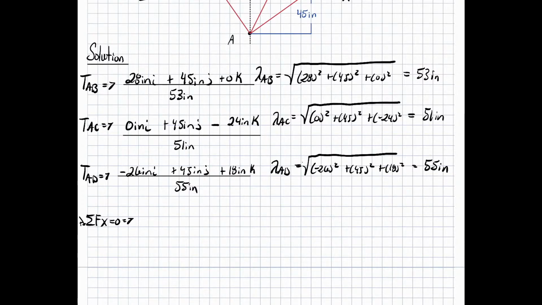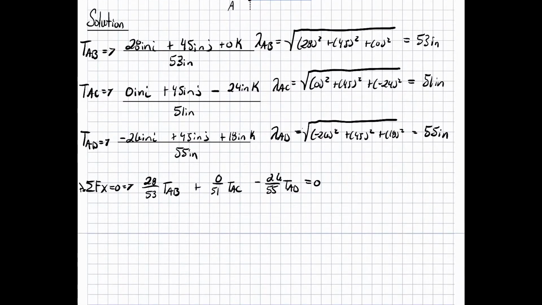So to do this, all you've got to do is take your I values associated with your tensions. So we have 28 over 53 tension AB plus 0 over 51 tension AC and negative 26 over 55 tension AD, all equal to 0.